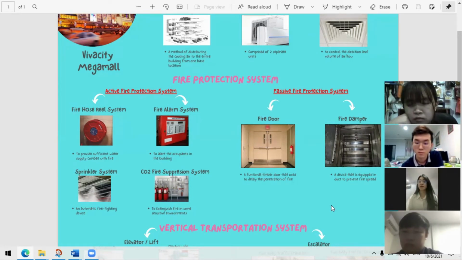A fire damper is operated by a fusible device, which is the melting link. It holds the blades open at all times until the link melts. So when it reaches a certain melting point, the blades will close and stop the flame from penetrating from one point to another point. I would like to pass it to Zhang Hong.